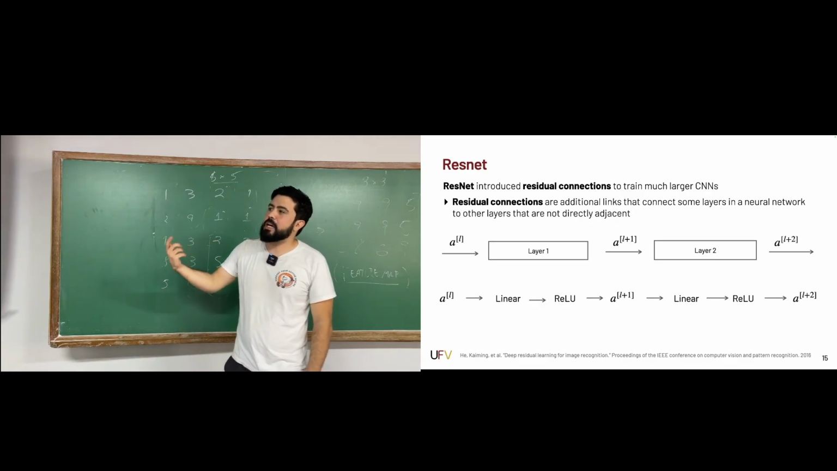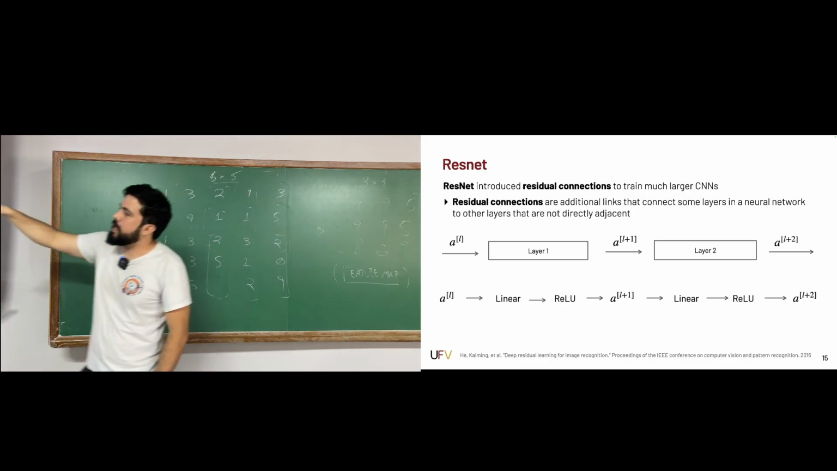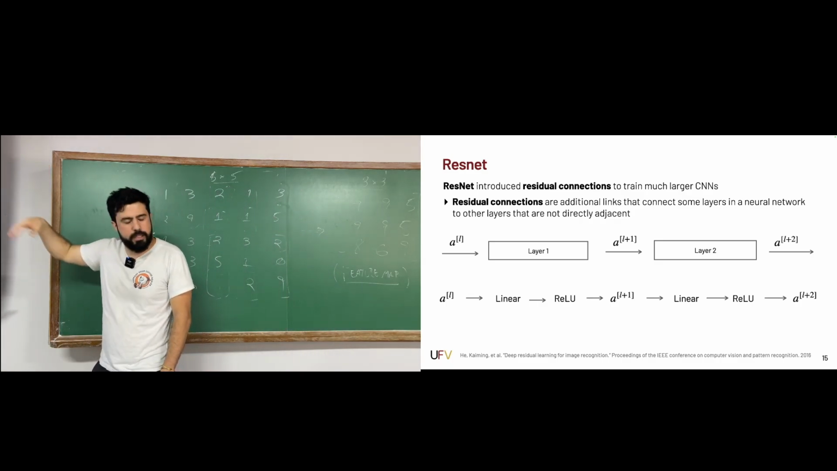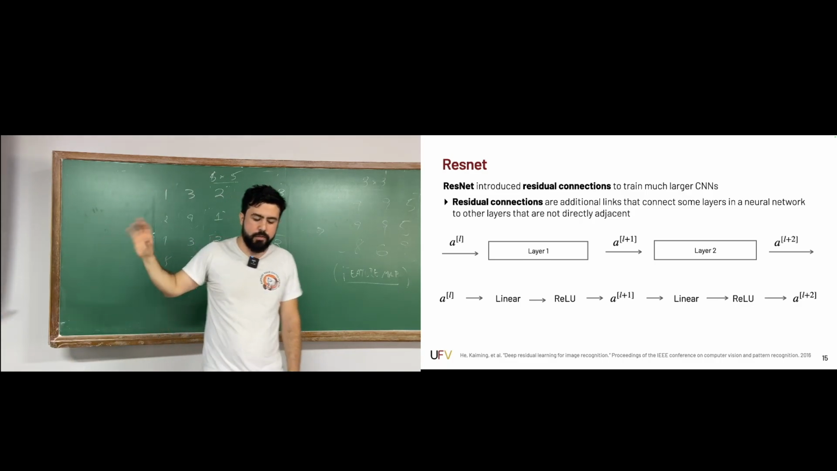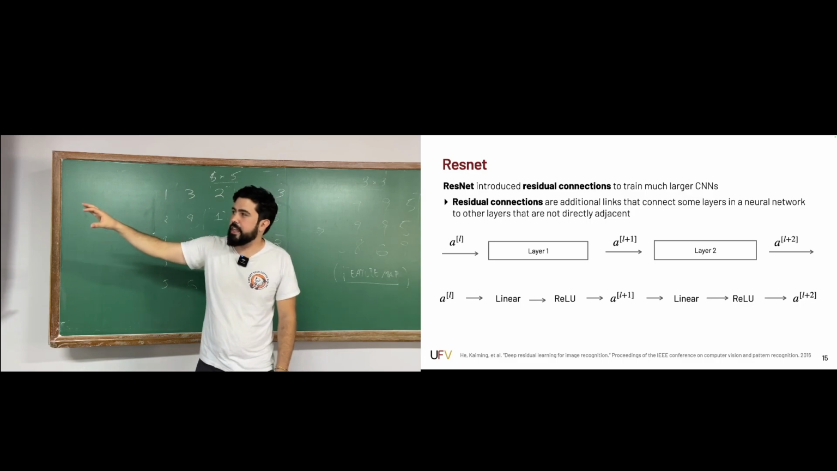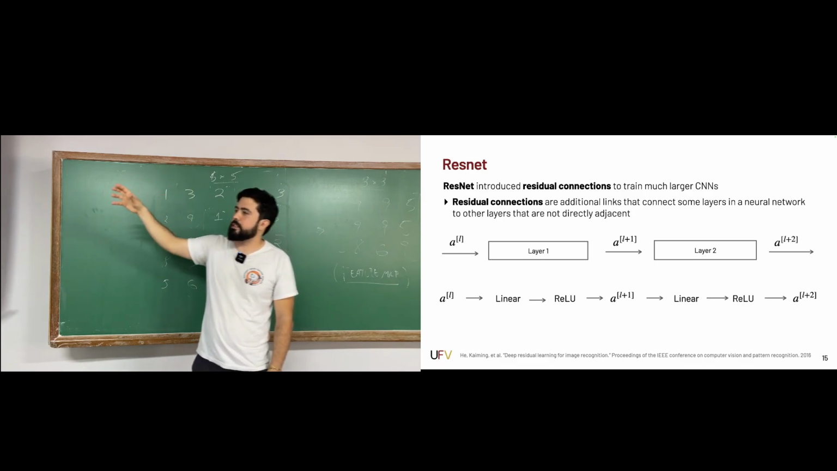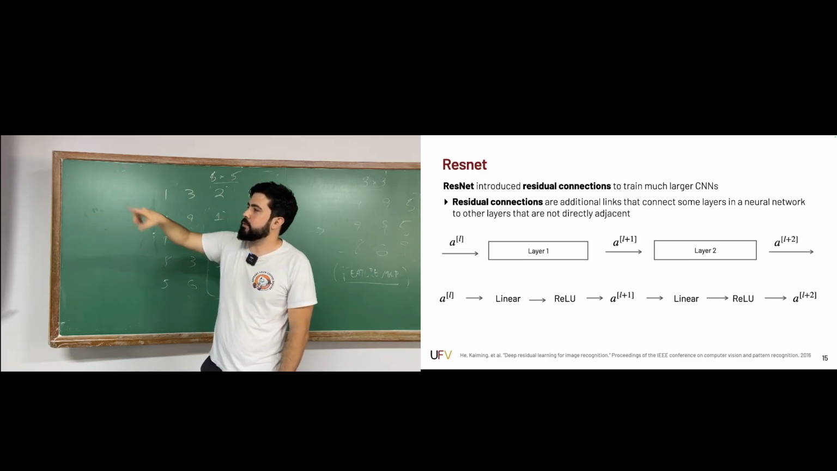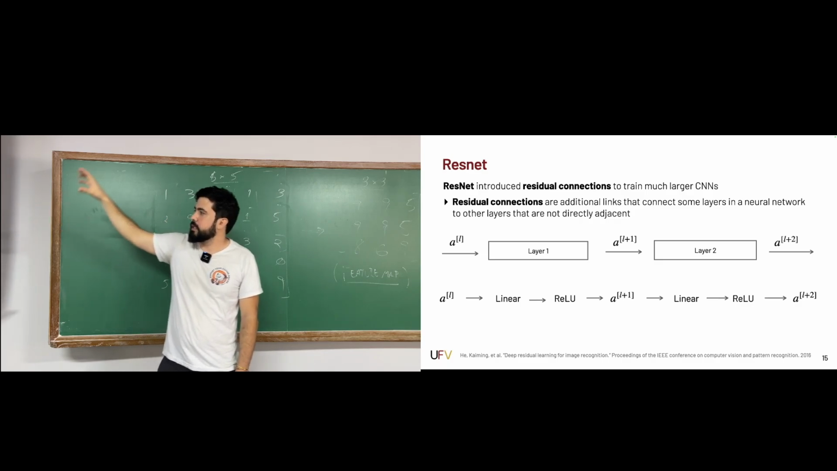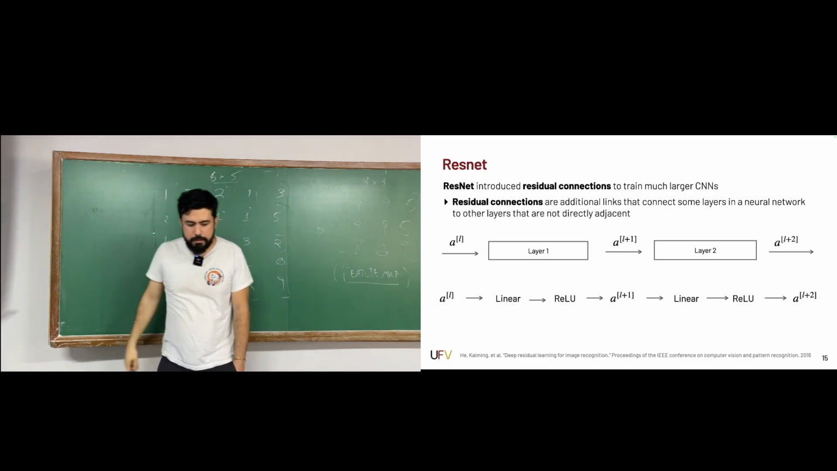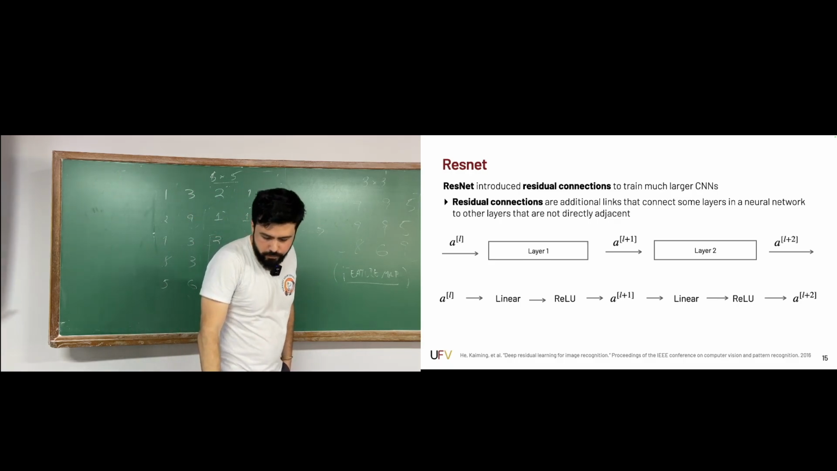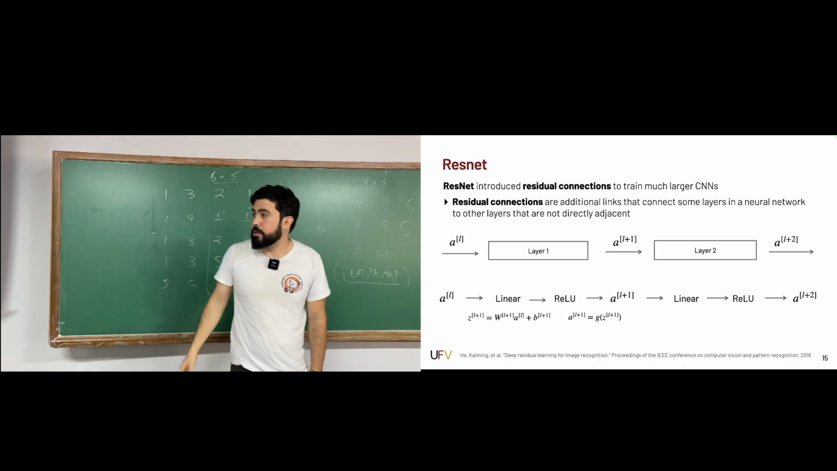So let me break this down a little bit. Every layer there has a linear and a ReLU, or any nonlinearity or activation function. But for the sake of the example here, let's just think of these layers as ReLU layers. So it's a linear followed by ReLU. Then you get activation L plus 1, another layer, linear and then ReLU, and then you get activation L plus 2.